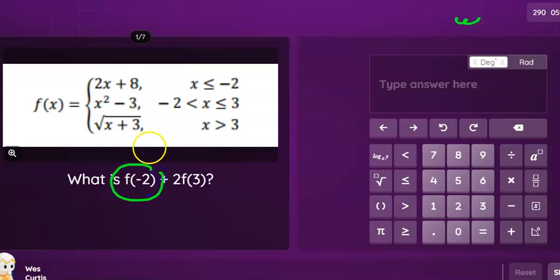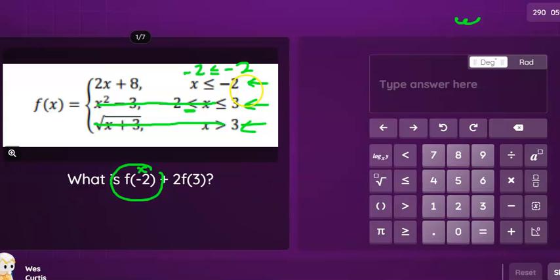I got to do f of -2. Means my x is -2. What line does -2 fit on? Well, -2 is not greater than 3, so I'm not using this line. And -2 doesn't have the equal sign right here, so I'm not using this line. -2 is less than or equal to -2.